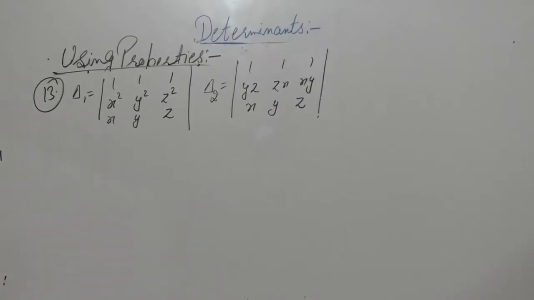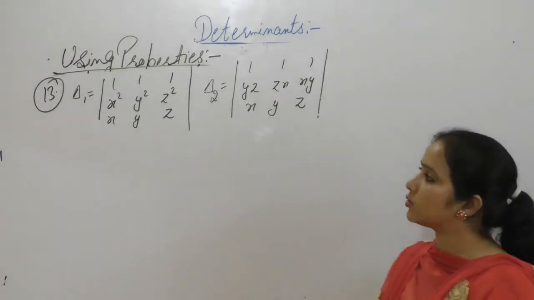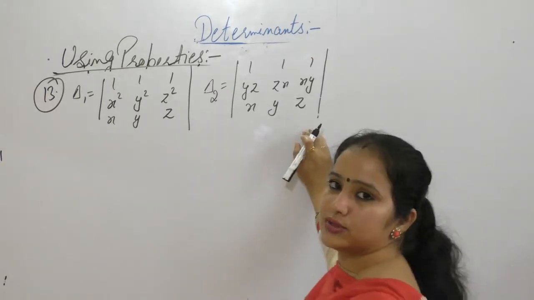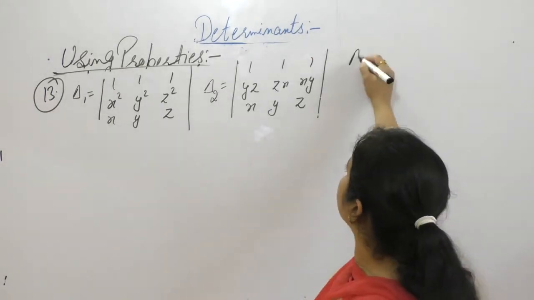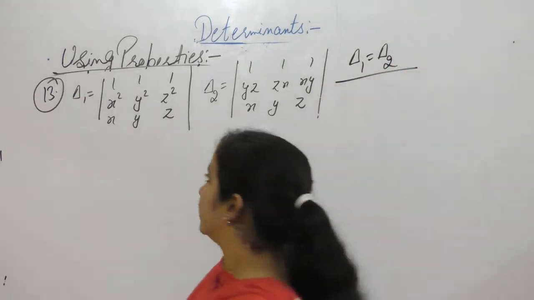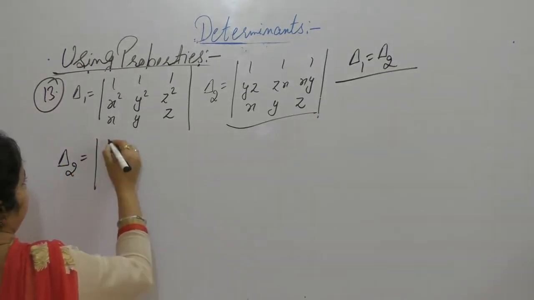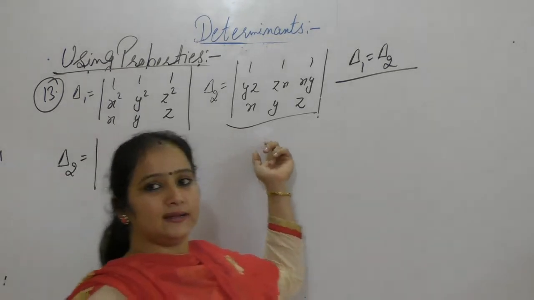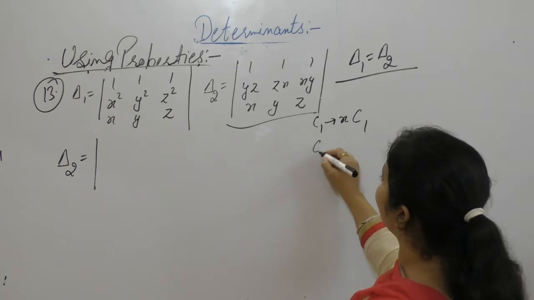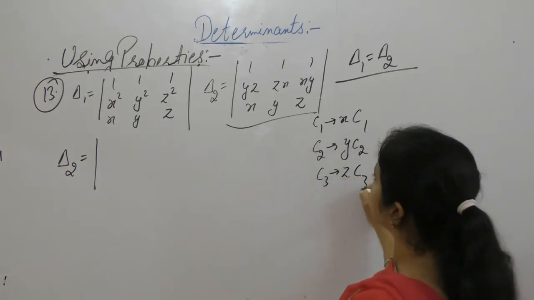Now the next question is, if delta 1 is equal to the determinant 1 1 1, x square y square z square, x y z, and delta 2 is equal to this, then without expanding we have to prove that delta 1 is equal to delta 2. Now let's take this value delta 2 and operate C1 as xC1, C2 as yC2 and C3 as zC3.